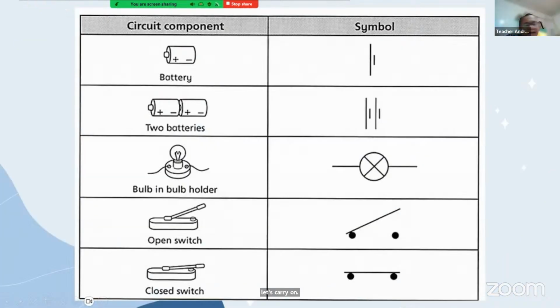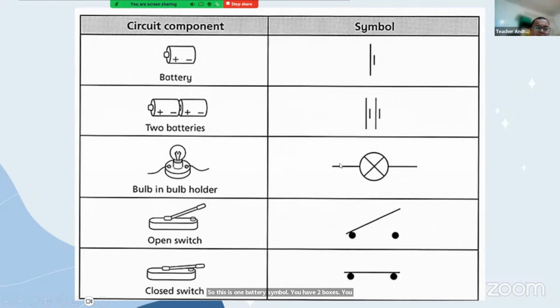These are some of the symbols that you draw in your diagram. For batteries, always remember the longer line is always the positive side, the plus side, whereas the shorter line is the minus negative side. So this is one battery symbol. If you have two batteries, you draw it two times.